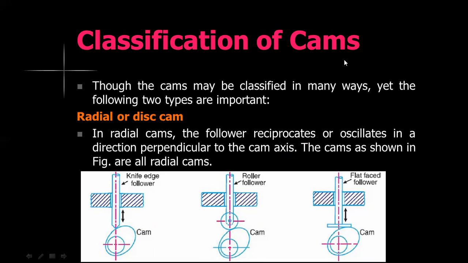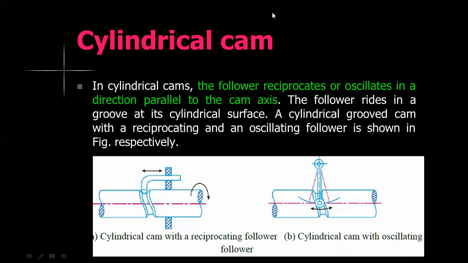And the second type is the cylindrical cam. Here you can easily differentiate the radial cam from the cylindrical cam. In cylindrical cams, unlike the previous one, the follower reciprocates or oscillates in the direction parallel to the cam axis. That is the cylindrical cam.